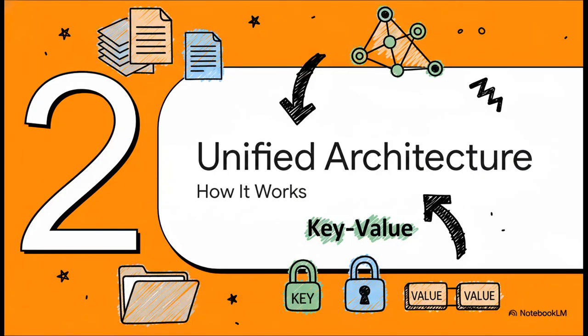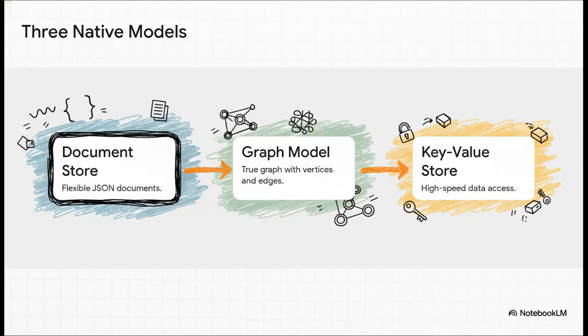So how in the world does ArangoDB actually pull this off? I mean, how can one database be a master of so many different models? Well, the secret? It's all in its core architecture. See, at its very heart, ArangoDB natively, and I mean natively, supports three models. First, you've got a flexible JSON document store. Then there's a true graph model, where vertices and edges are treated like first-class citizens. And finally, you have super fast key value access.